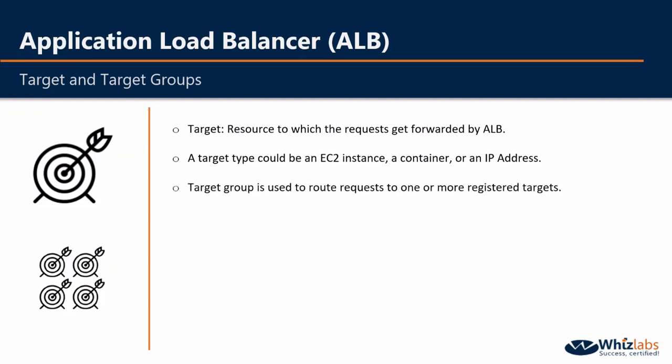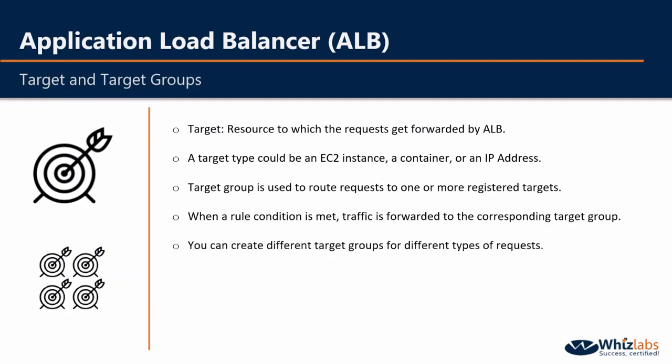Target group is used to route requests to one or more registered targets. So target group basically contains multiple target instances. When a rule condition is met, the traffic is forwarded to the corresponding target group. You can create different target groups for different types of requests.